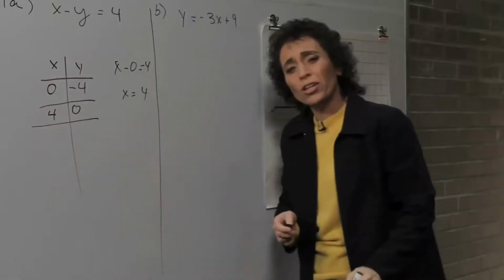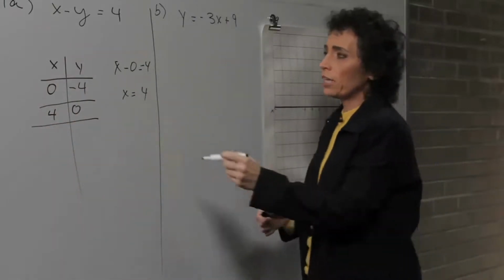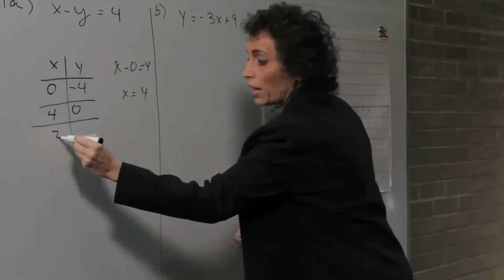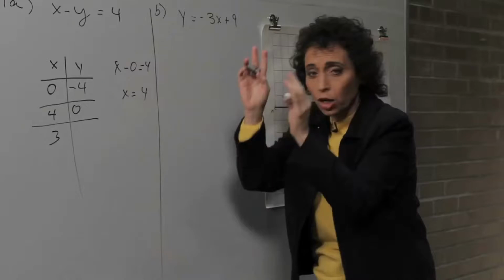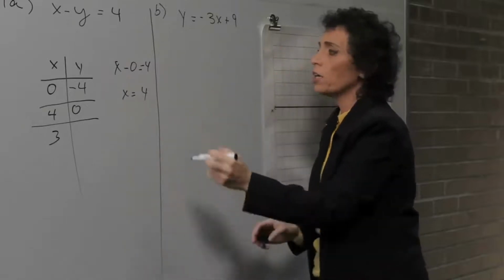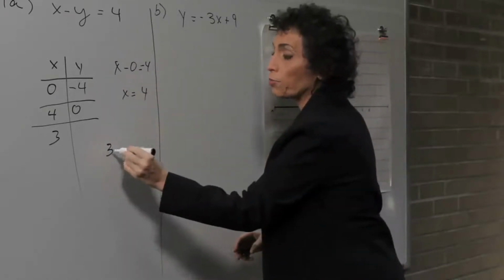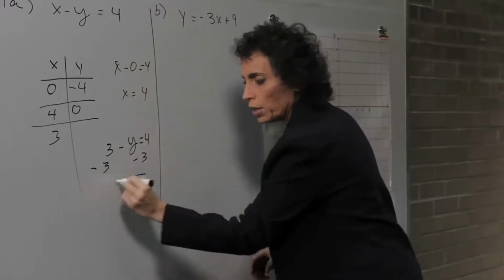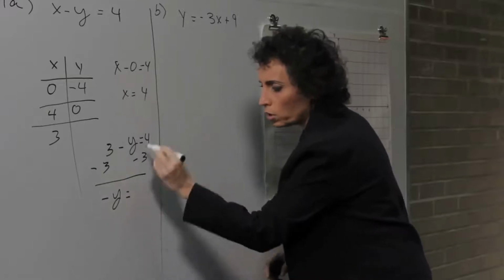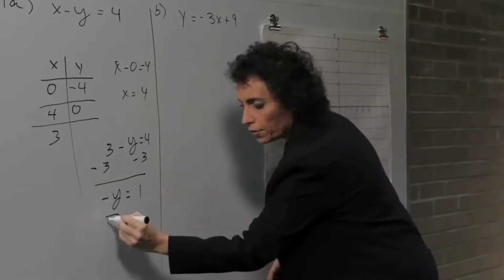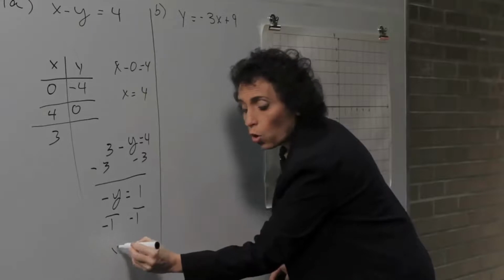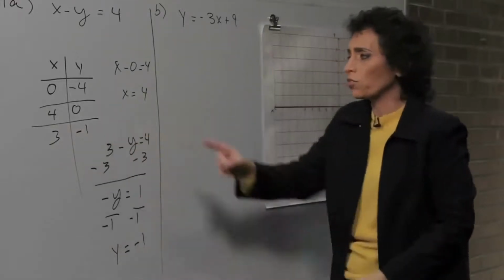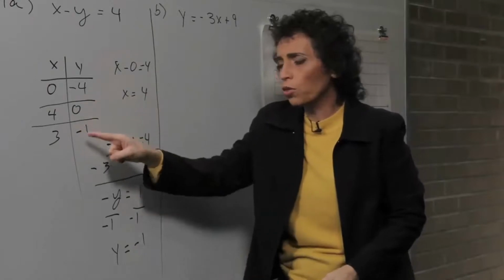Now, I want one more point just for insurance, okay? Let's say we pick 3 for x. I could have picked a y. Doesn't matter. I could have picked all x's. I could pick all y's. It doesn't matter. But if I pick 3 for x, I get 3 minus y equals 4. Subtract 3, subtract 3. I get negative y equals 1. And then I divide by negative 1, divide by negative 1, y equals negative 1. So I get 3, negative 1. So there are my 3 points. 0, negative 4, 4, 0, 3, negative 1.